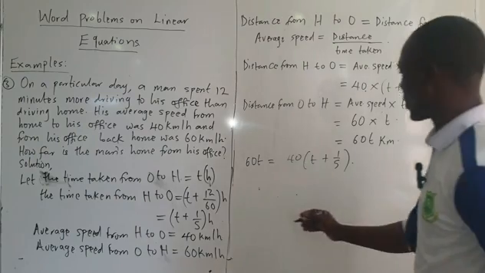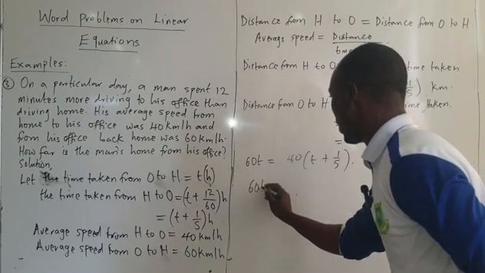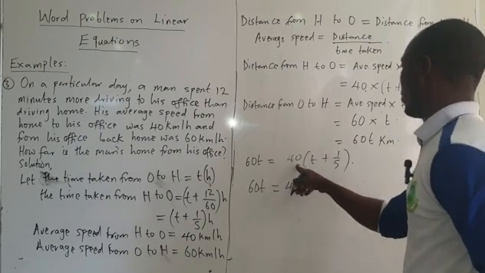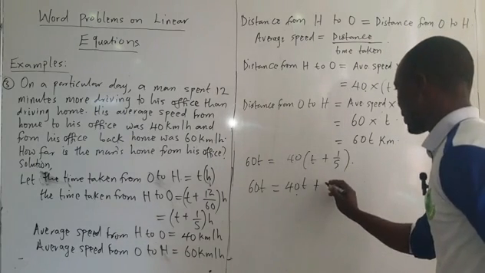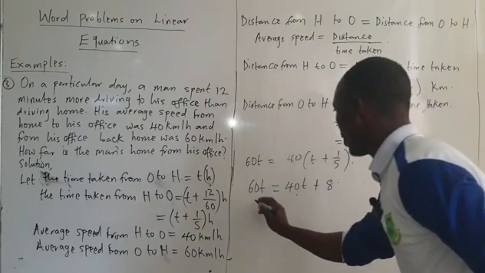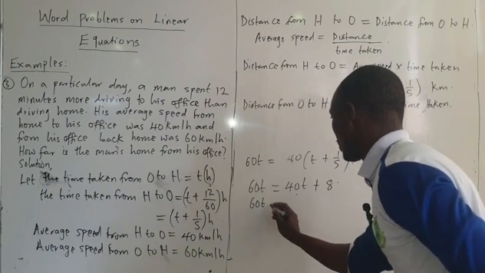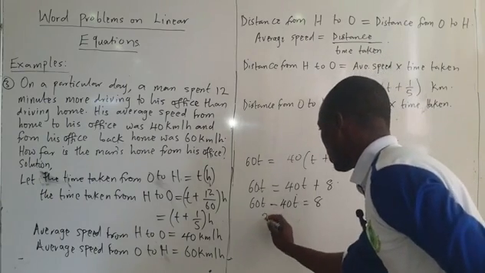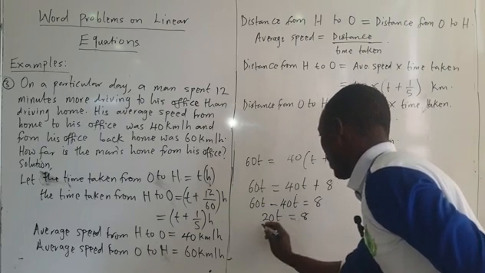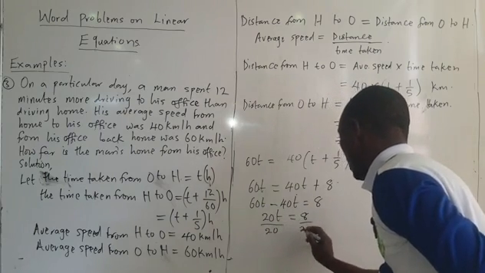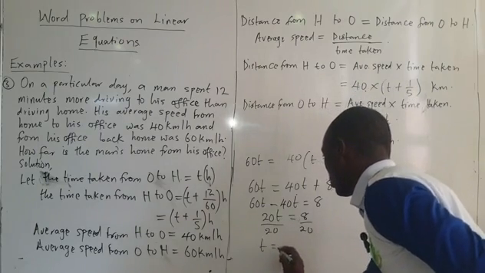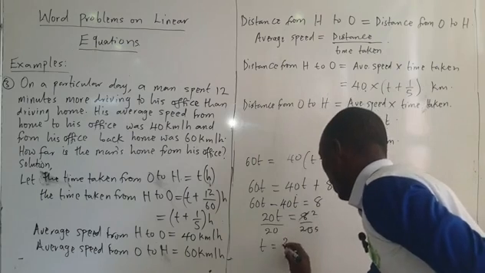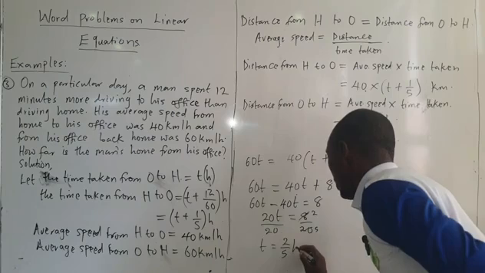So what's the next thing to do? We simplify. So we now have 60T equals 40 times T, that's 40T, plus 40 times 1 over 5, that is 8. So we now have 60T minus 40T equals 8. So we are left with 20T equals 8. Divide both sides by 20. So it means T equals 8 over 20, which is 2 over 5 hours.